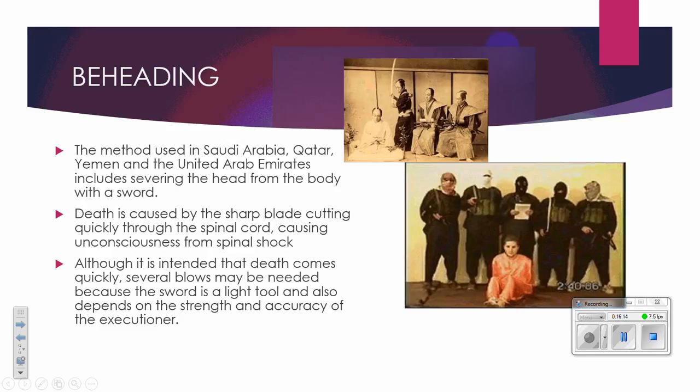Right. Now, like I said, although it is intended that death comes quickly, several blows may be needed because the sword is a light tool, and it also depends on the strength and accuracy of the executioner, which is why they got rid of it in the first place way back in the old days. Now, what's interesting about this is in past Asian culture, this was reserved as an honorable thing.